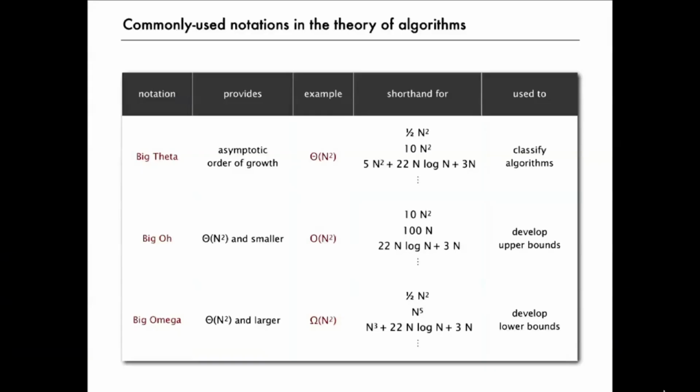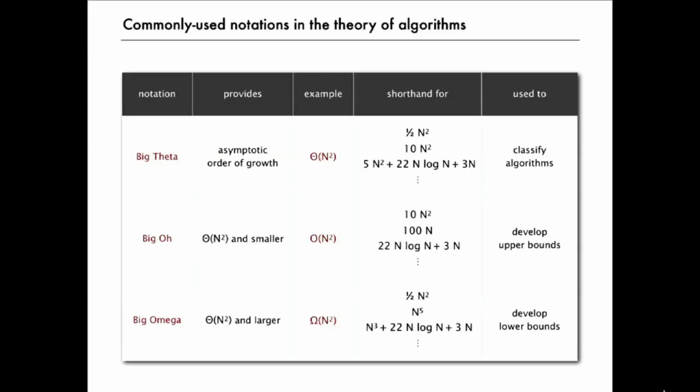Now, in order to do this, there are these commonly used notations called the Big-Theta, Big O, and Big Omega notations. Those definitions are given here. The Big-Theta notation is just a way to describe the order of growth. Theta of n squared is kind of shorthand for anything times n squared. It's bounded above and below by constant times n squared. And that's what we really use to classify algorithms.